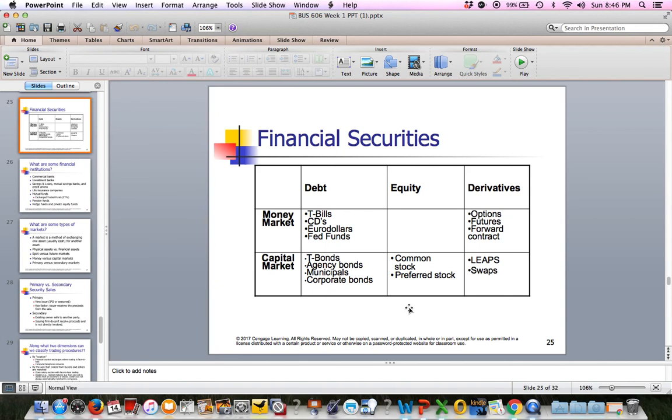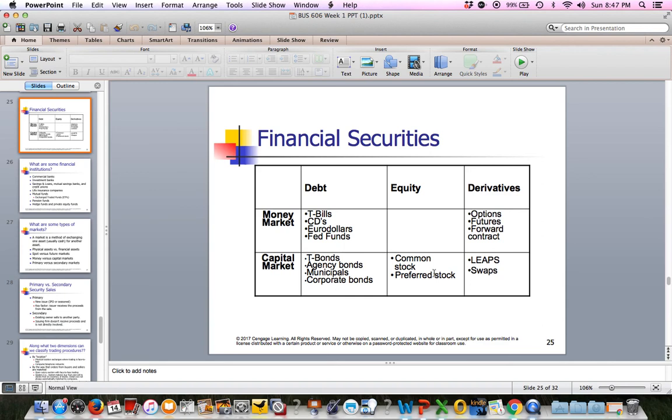There's all kinds of financial securities. Our class will spend some time on some of these. We'll talk about some more than others. When it comes to debt, you can see here, money market means short term, capital means long term. So short term: T-bills, CDs, where T stands for Treasury, Eurodollars, Fed funds. Those are all short term debt that you can undertake. More longer term debt is Treasury bonds, agency bonds, municipal bonds, and corporate bonds.